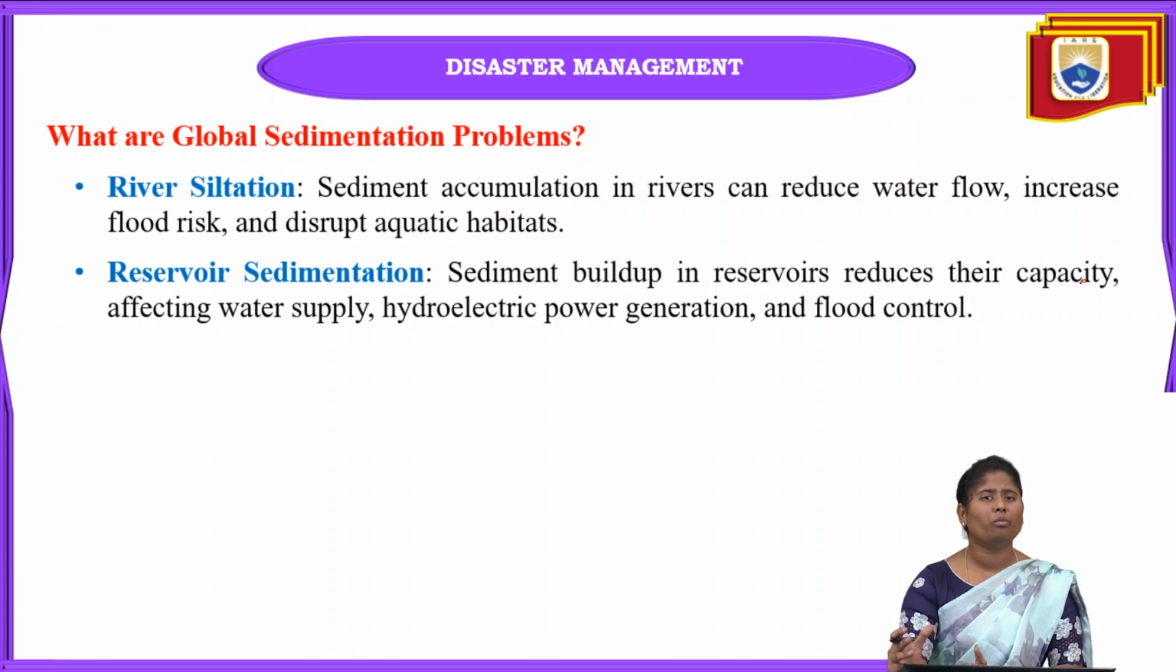Means there will be so many sediments present in the water bodies and they can't go. That also impacts aquatic life, and floods can be raised at that time. Next one is reservoir sedimentation. In reservoir sedimentation, sediments can build up in reservoirs and reduce their capacity, and it will affect the water supply, hydroelectric power generation, and also flood control.